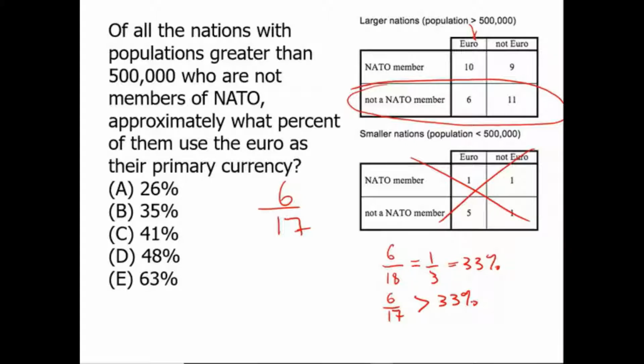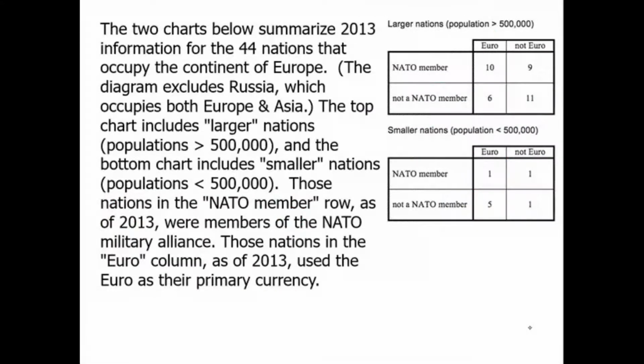We suspect it's going to be 35%, and indeed when we do 6 divided by 17 on our calculator, we get 0.3529, so that's very close to 35%. Answer choice B.